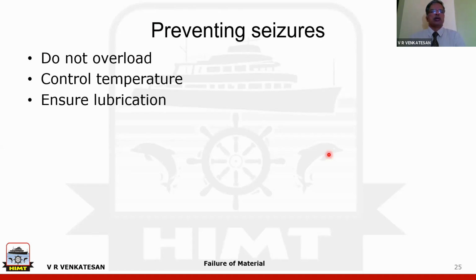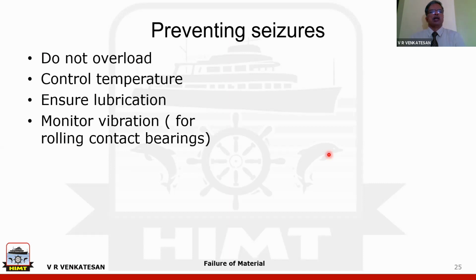Control the temperature, don't allow the temperature to become excessive. Ensure correct lubrication is maintained. And for rolling contact bearings, monitor vibration so that failure of the bearings can be prevented. So these are a few examples of how mechanical components will suffer failures, and what are the ways you must take care.